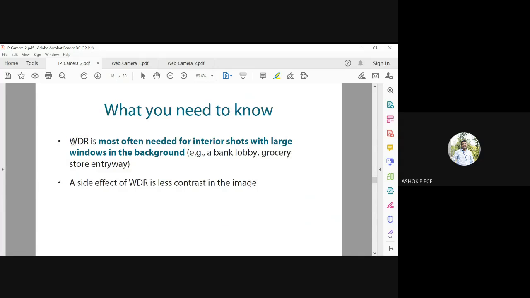What you need to know is WDR is often considered for interior shots with large windows in the background. So this is specifically for this condition. You are going to take a picture with the large windows in the background.